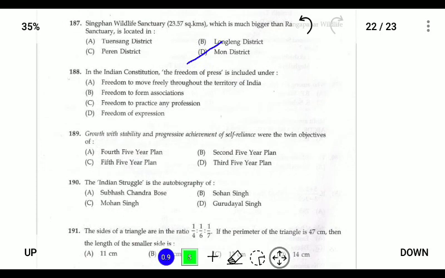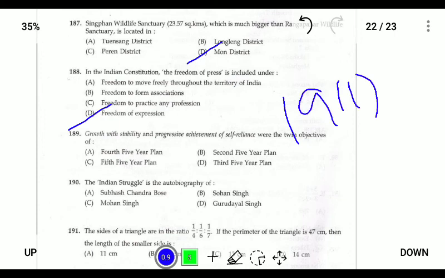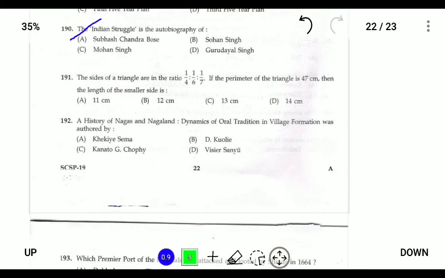In Indian Constitution, the freedom of press is provided under the freedom of speech and expression under Article 19(1) of the Constitution. Growth with stability and progressive achievement of self-reliance is the twin objectives of the fourth five-year plan. So growth with stability was a part of the fourth five-year plan. 190. The Indian Struggle was an autobiography of Subhash Chandra Bose. Next, the history of the Nagas and Nagaland, dynamics of oral tradition and village formation was authored by. So this was authored by VCR Sanyu.